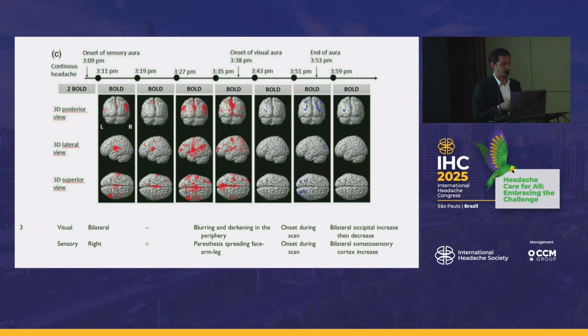And what we can see is that in the beginning, when he has his sensory aura, there is somatosensory cortex hyperactivity, and this hyperactivity gradually spreads backward to the occipital cortex. You can see clearly on the posterior view, in the beginning there is nothing in the occipital cortex, but a few minutes later, on the fourth slide, you can see clear activation of the visual cortex when the patient reported a visual aura.